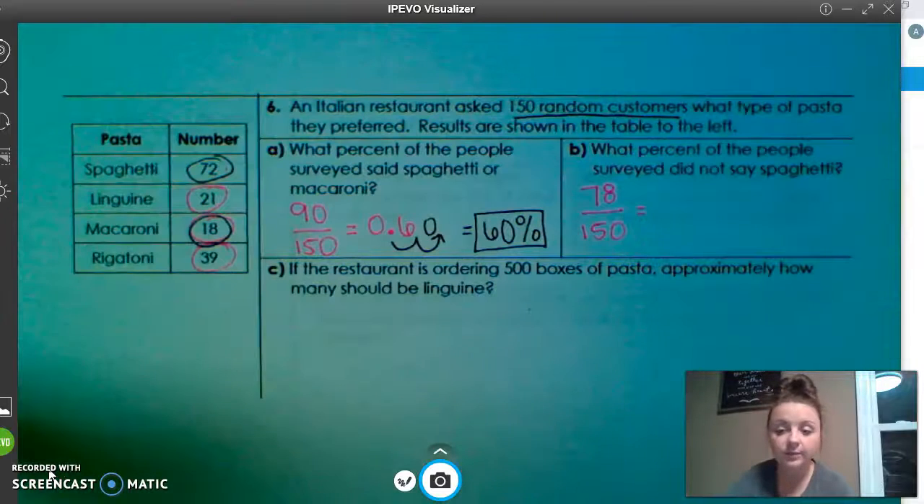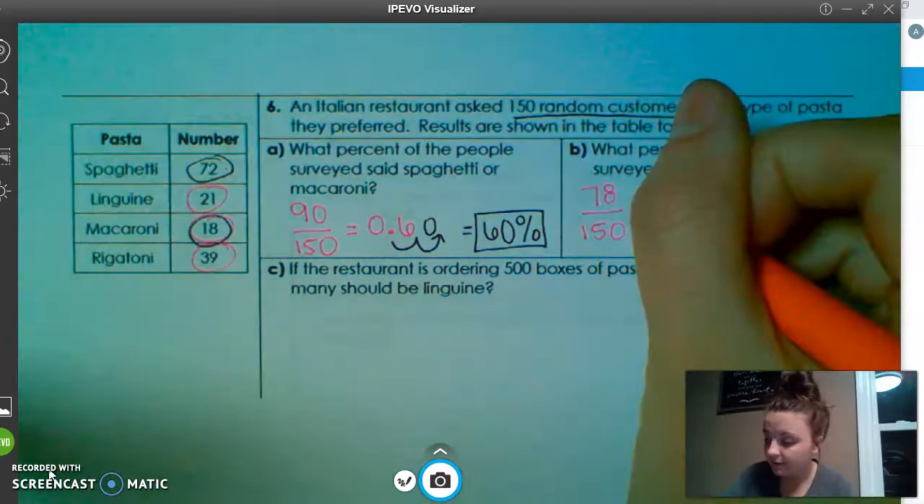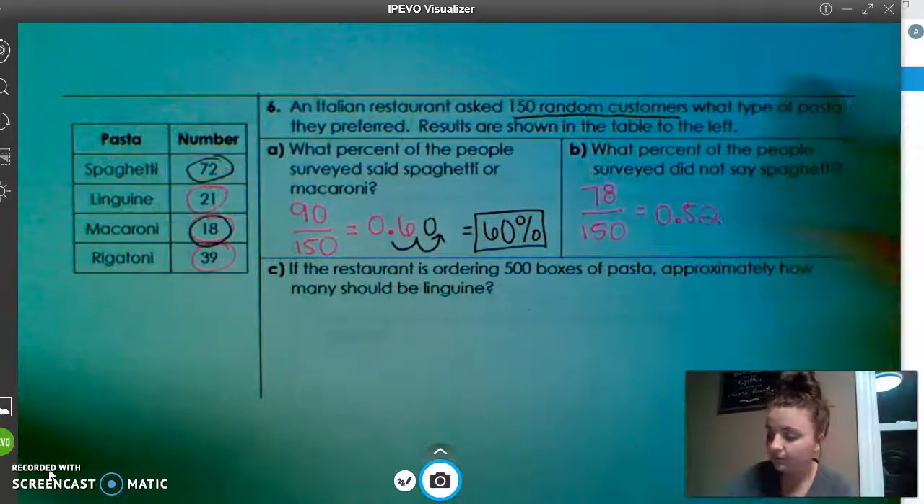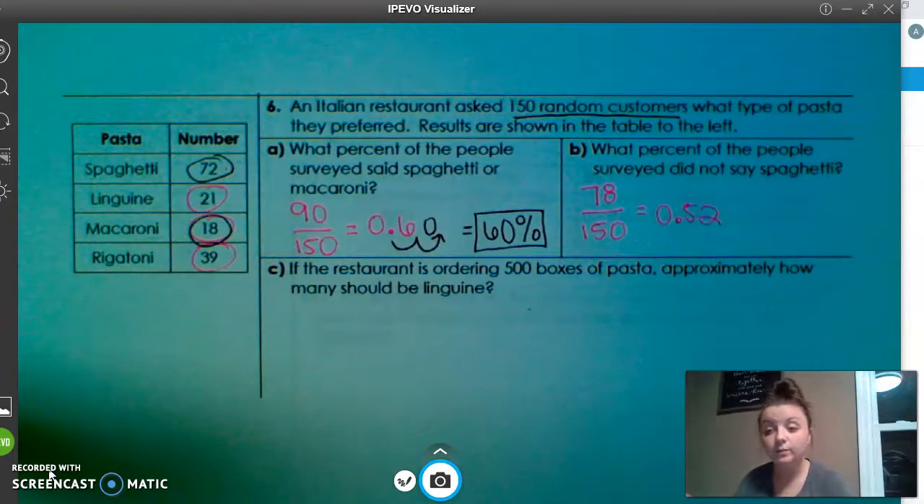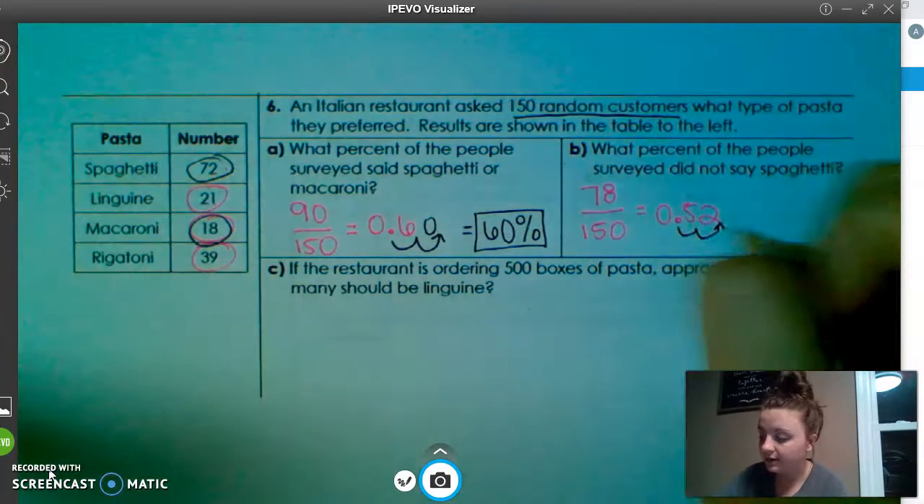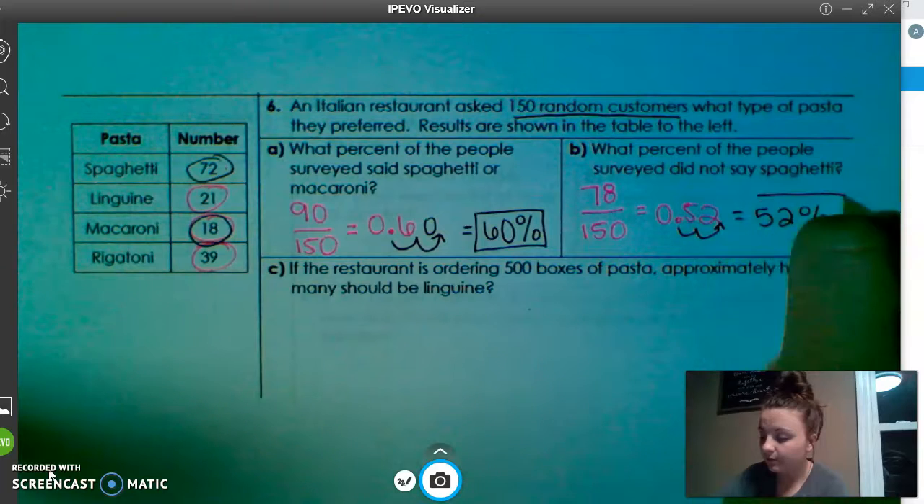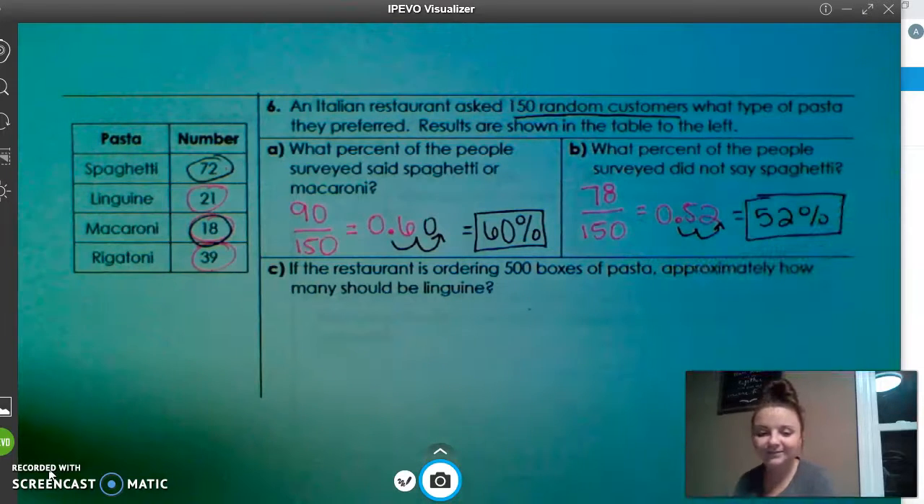So that's the fraction. I'm going to go to the decimal. So I'm going to do 78 divided by 150, and that is 0.52. Well, that's the decimal. I want the percent. So I'm going to move my decimal over 2 places to the right, and I get 52% of the people. Okay. All right, moving on to C.